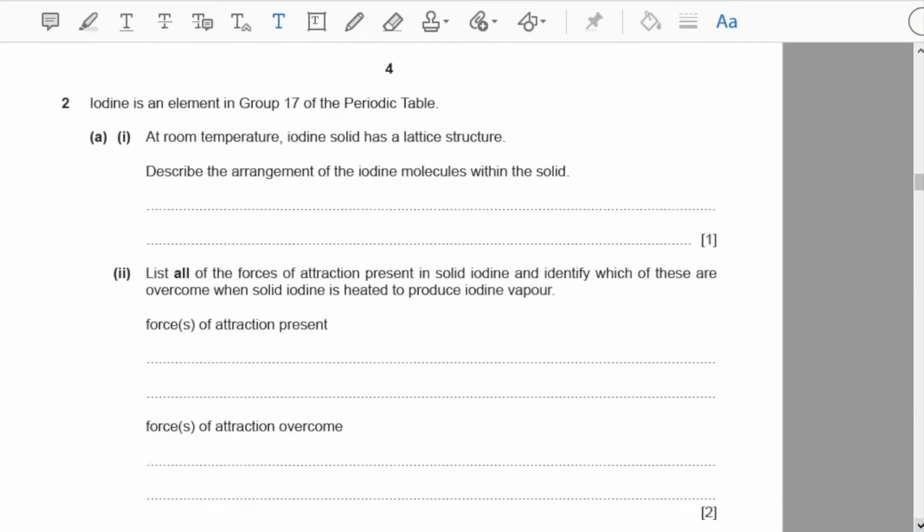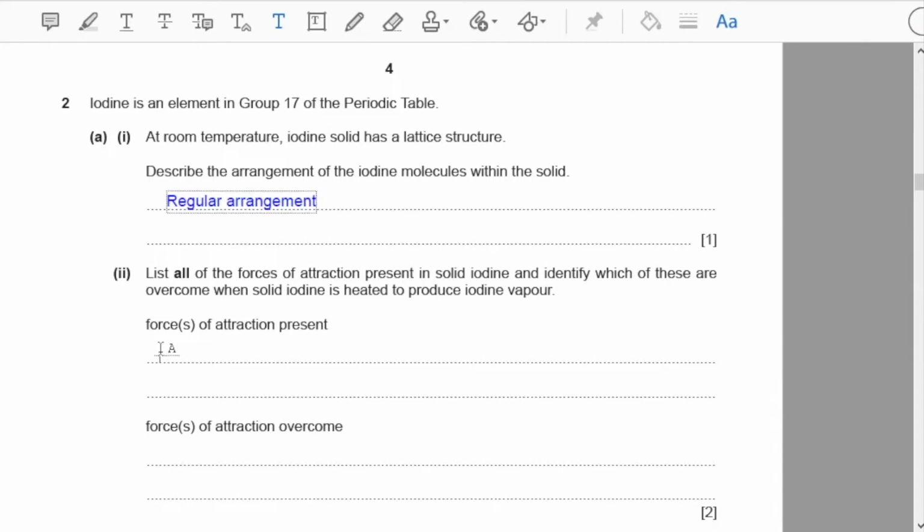Question number 2. Iodine is an element in group 17 of the periodic table. Part A1. At room temperature, iodine solid has a lattice structure. Describe the arrangement of the iodine molecules within the solid. They are regularly arranged. Part 2. List all of the forces of attraction present in solid iodine and identify which of these are overcome when solid iodine is heated to produce iodine vapor.